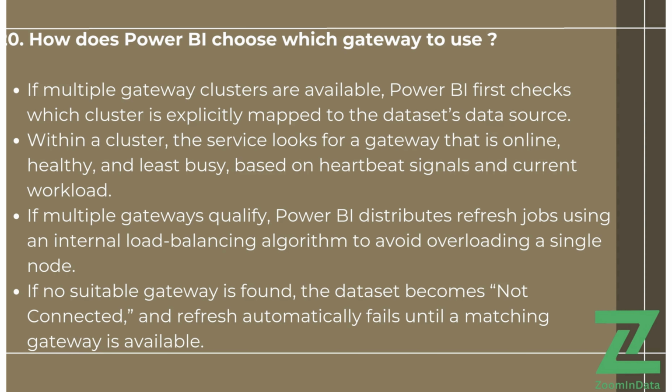If multiple gateway clusters are available, Power BI first checks which cluster is explicitly mapped to the dataset's data source. Within a cluster, the service looks for a gateway that is online, healthy, and least busy, based on heartbeat signals and current workload. If multiple gateways qualify, Power BI distributes refresh jobs using an internal load balancing algorithm to avoid overloading a single node. If no suitable gateway is found, the dataset becomes not connected, and refresh automatically fails until a matching gateway is available.